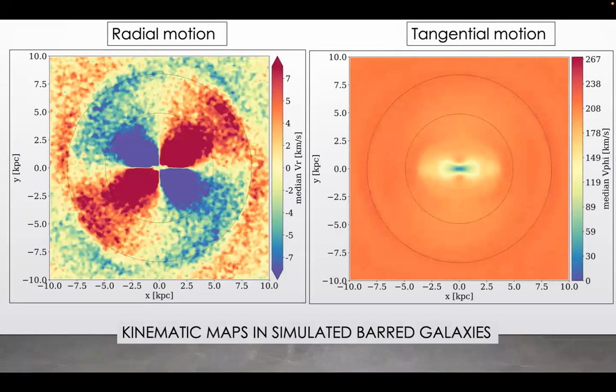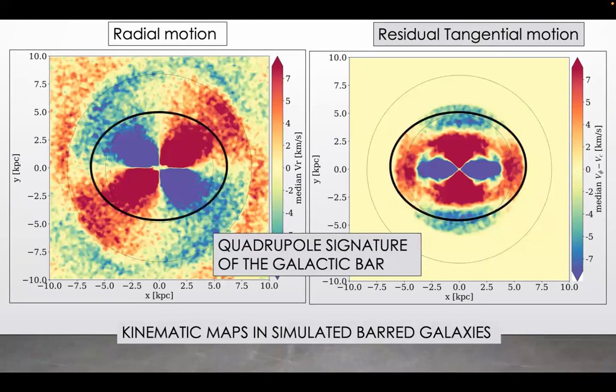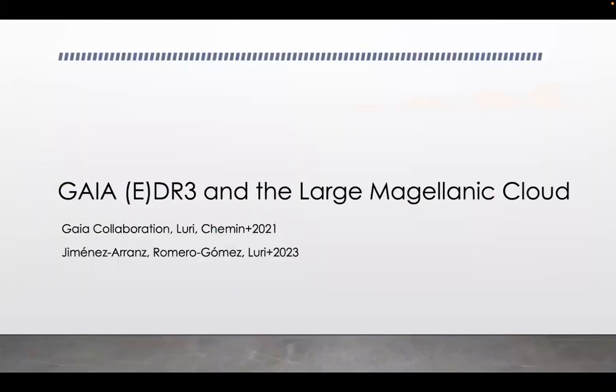How we explain it for outreach, but it is what we call the quadrupole signature of the bar in the kinematic space, in the radial component. In the tangential component, we have to take into account that the galaxy rotates. So we have to subtract the rotation curve, and we also see this cloverleaf pattern and the quadrupole pattern of the bar. Okay. So this is the small summary of the kinematics of the bar. And now we'll go to the data.